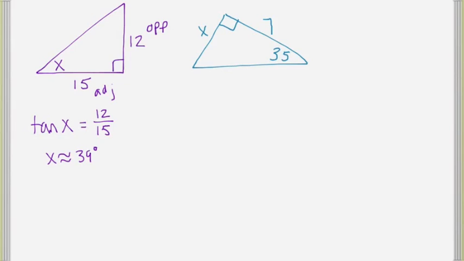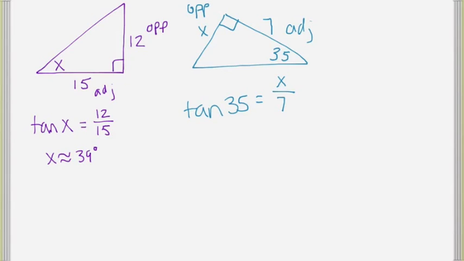In this one, I want to solve for a side. Focusing on the 35, where is the opposite? X. And 7 then would be the adjacent. So I'm going to set up tangent of angle, which I know is 35, equals opposite x over adjacent 7.